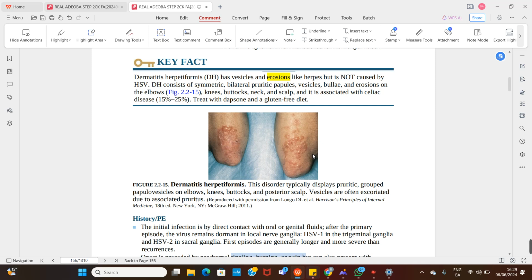So you are going to see symmetric bilateral papules, vesicles, and bullae. Some of these bullae and vesicles rupture to form erosions, which you typically see at the elbow and the knee. So what you're looking for is the extensor distribution, and of course, about 15 to 25% are associated with celiac disease. So how do you treat? You treat with dapsone. Dapsone will help suppress the inflammatory response, and you have to avoid the inflammatory trigger, which is gluten. So you go on a gluten-free diet. You don't tell them to eat anything that has gluten in it. Okay.